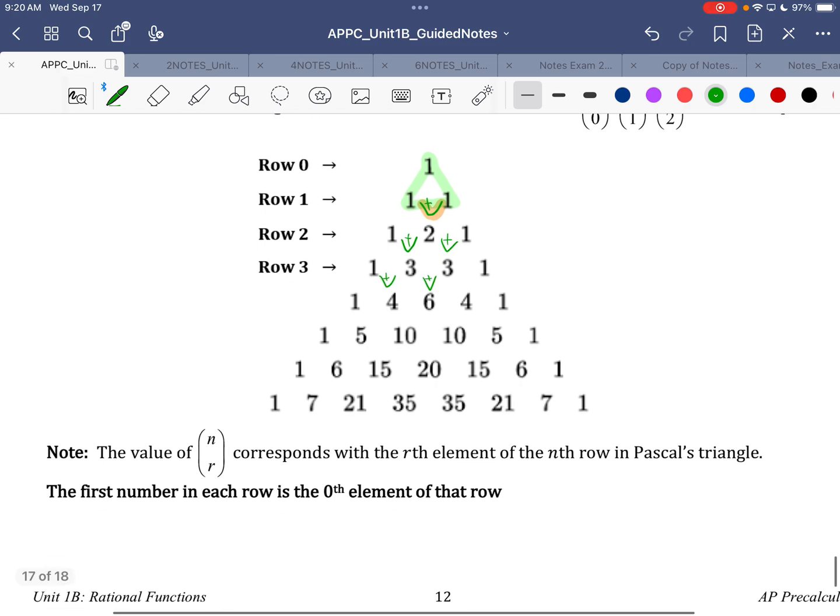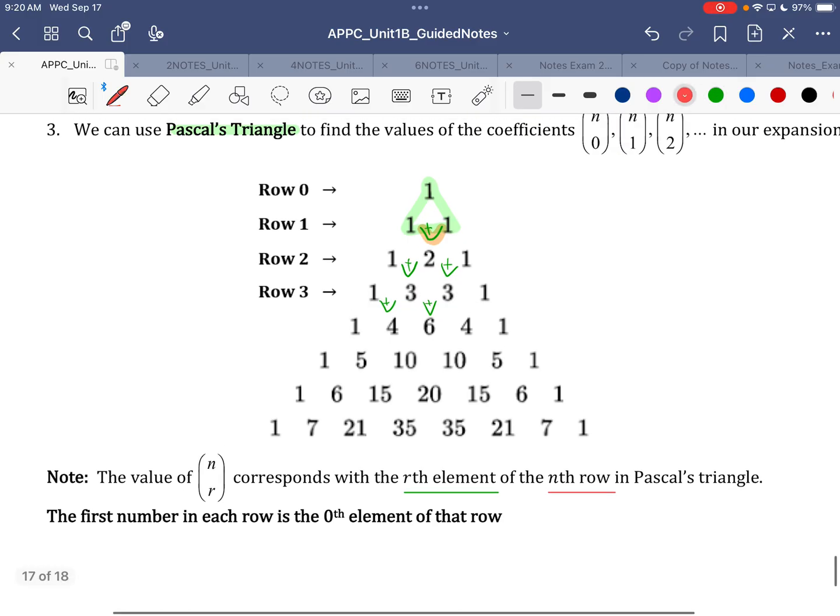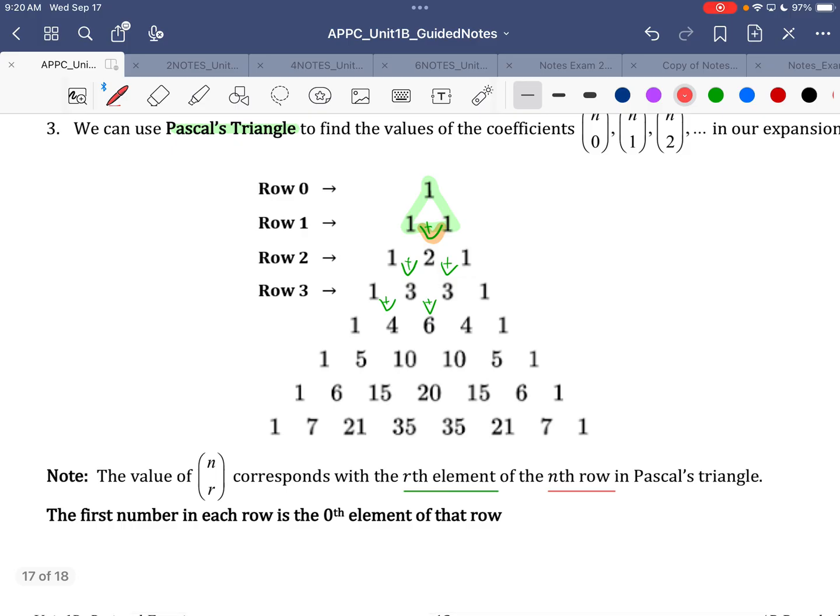The values of n and r correspond to: r is the element number, so what spot in the triangle we're on, and n is the row in the triangle. We start with row 0. So this is n equals 0. This is n equals 1, n equals 2, etc. So n is the degree of the outside. So if we have a third degree, we would be looking for the row that has 1, 3.